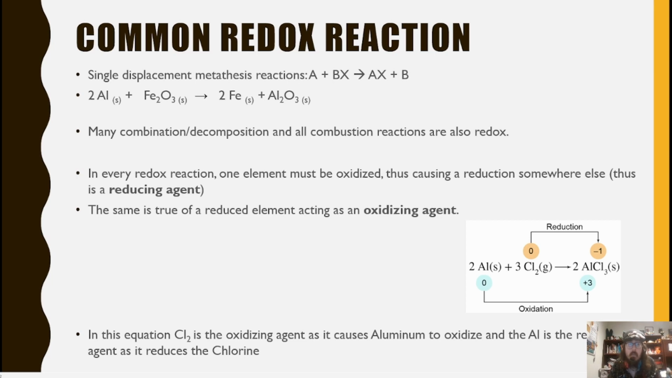I do not need to calculate the charges to know that is a redox. Why? Because there is a pure solid. One of the hard, fast, easy rules is whenever you have a pure element being incorporated into a reaction, it is always a redox because the element is always zero.